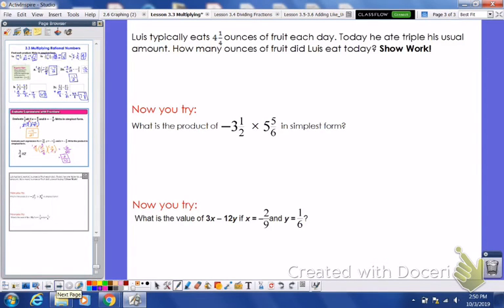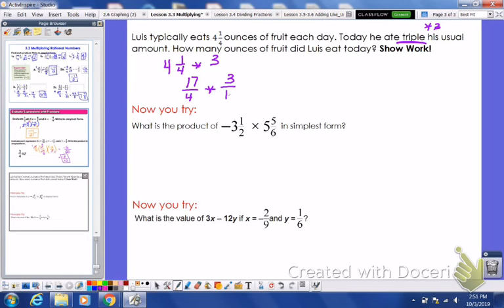Lewis typically eats 4 1/4 ounces of fruit each day. Today he ate triple that usual amount. How many ounces of fruit did Lewis eat today? Show your work. Okay, so 4 1/4 we are tripling it. Triple means times 3. So 4 1/4 times 3. We're going to go ahead and change this into an improper fraction. So 4 times 4 is 16, plus 1 is 17 over 4 times, I'm going to rewrite 3 as a fraction, so times 3 over 1.